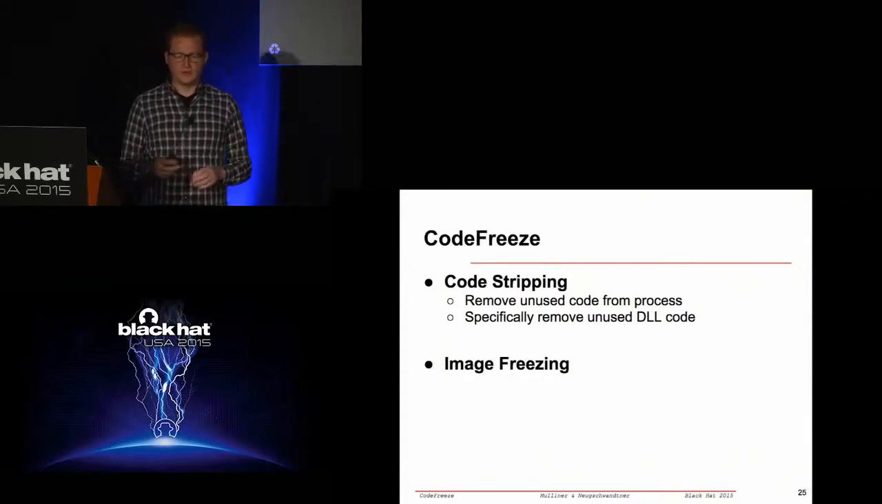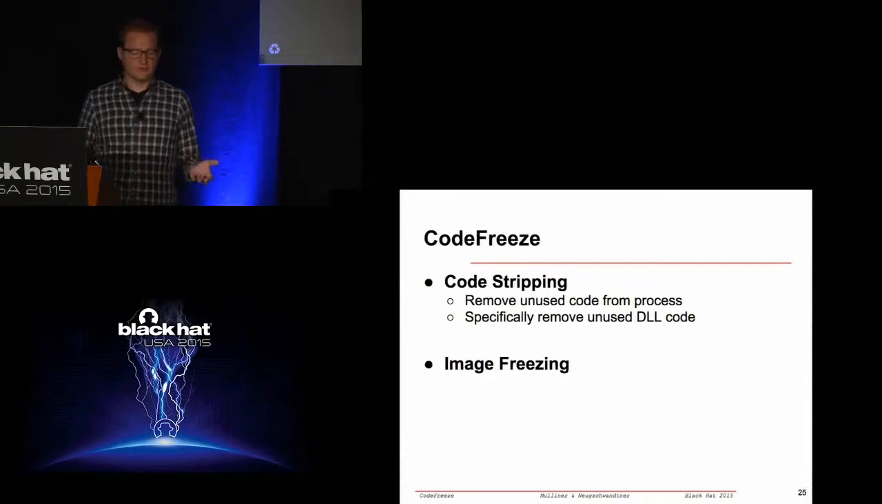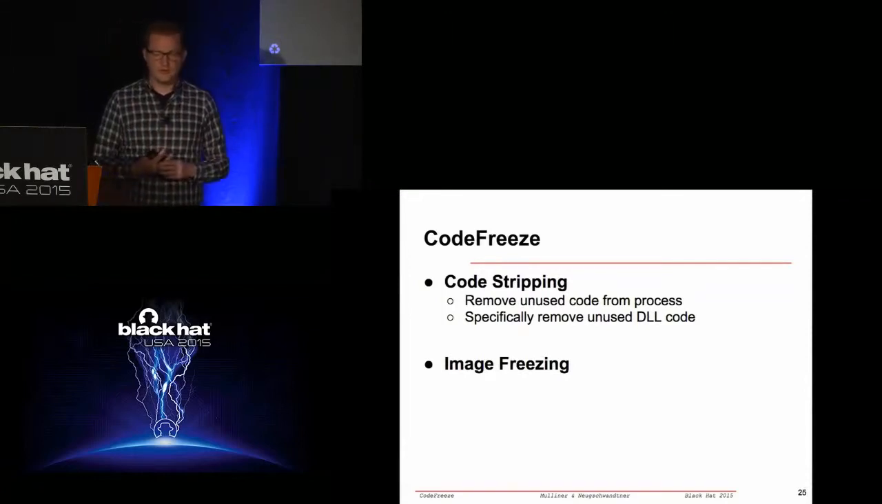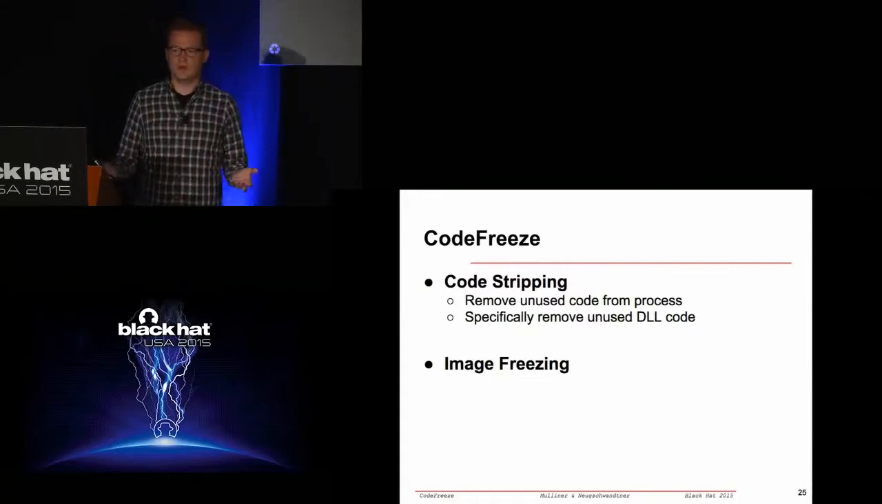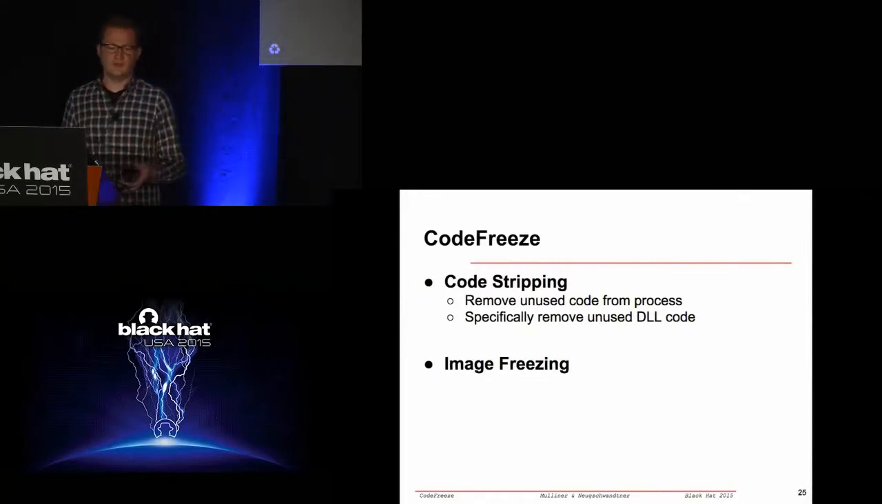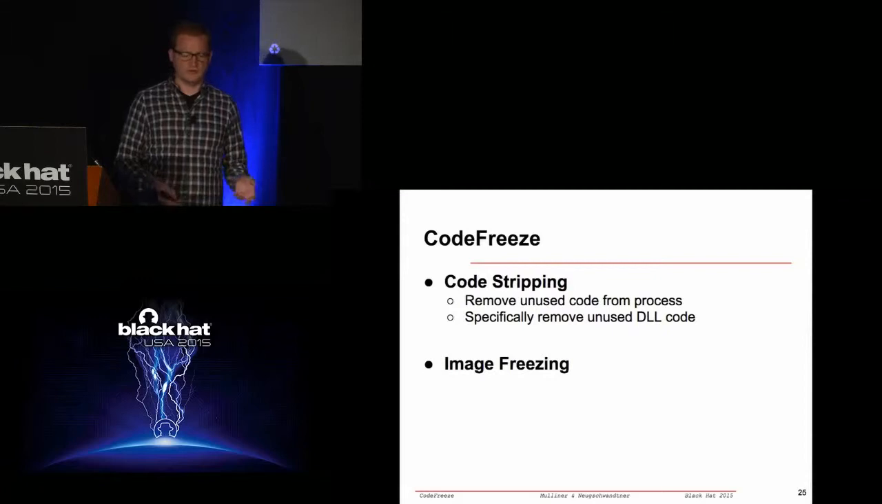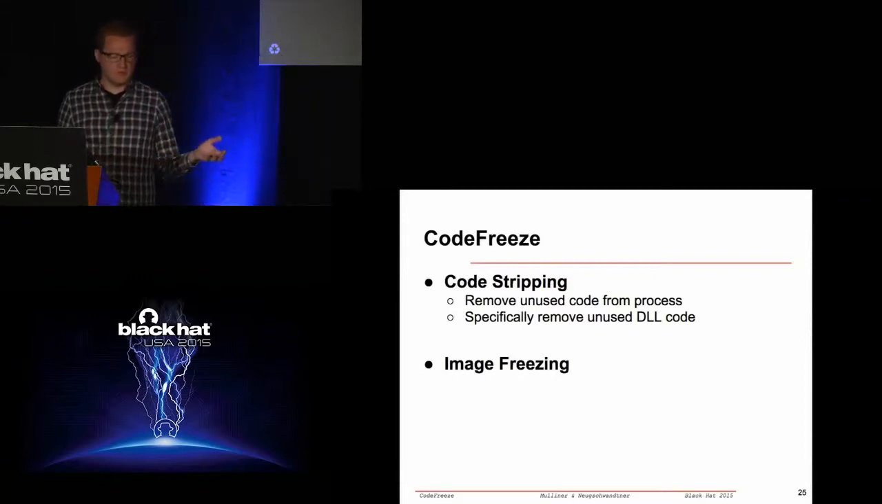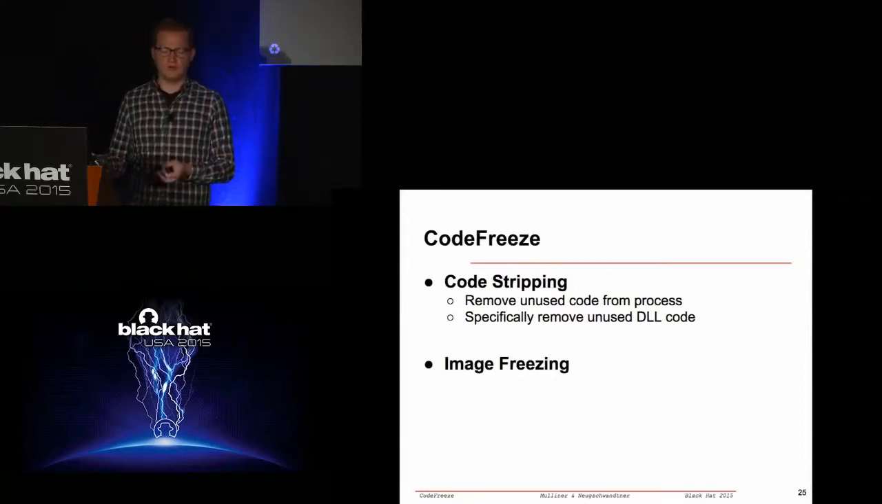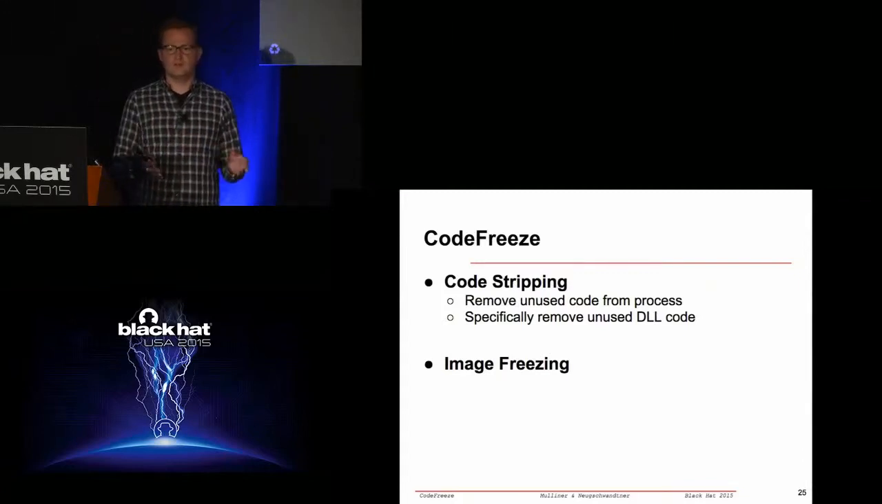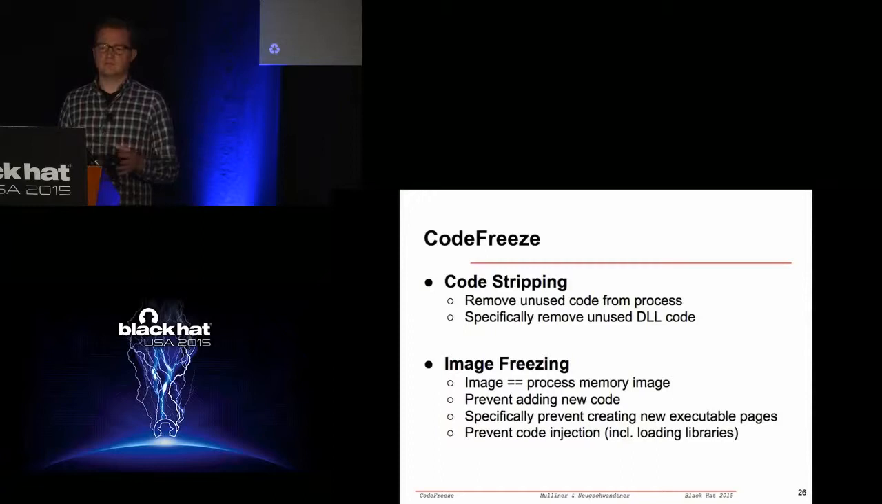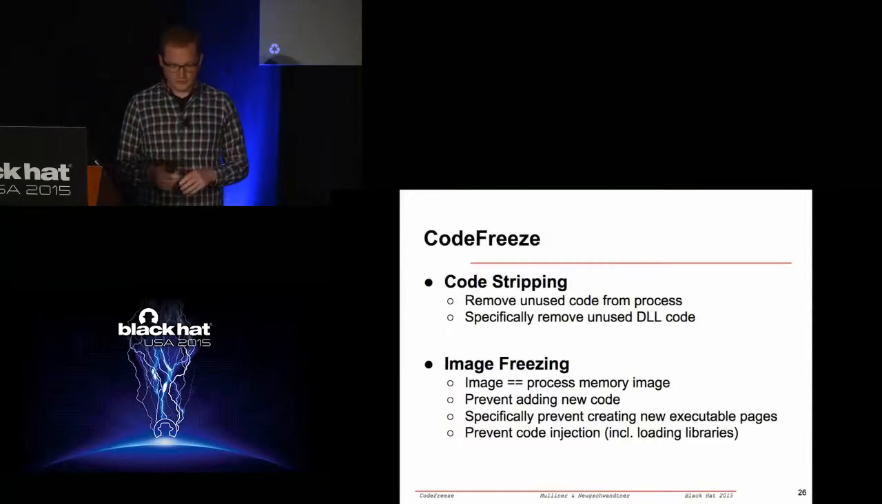So the code stripping really is removing the unused code from the process. And I say process here, not application, because we do everything on the fly in memory only, so we don't modify anything in the application on disk or in the DLLs. And specifically, by removing code, we mean removing DLL code only. So we don't analyze the actual main application, but we only look at system DLL code.